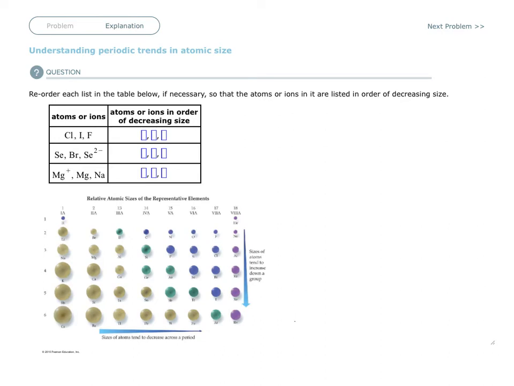A cation, if you remove an electron, you are going to make it smaller. Okay, so that's the other thing you have to keep in mind. So cations are smaller than anions or neutral atoms. If I take a neutral atom and I steal an electron from it, I make that cation smaller.